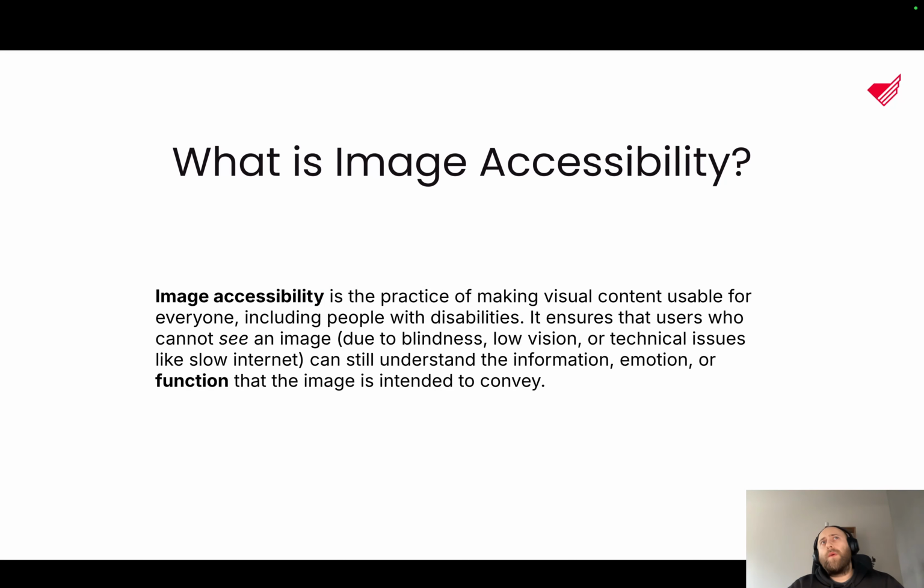So I tried to figure out and describe what image accessibility is, and I joined here a couple of definitions that I found here and there. Image accessibility is the practice of making visual content usable for everyone, including people with disabilities. It ensures that users who cannot see an image due to blindness, low vision, or technical issues like slow internet can still understand the information, emotion, or function that the image is intended to convey.